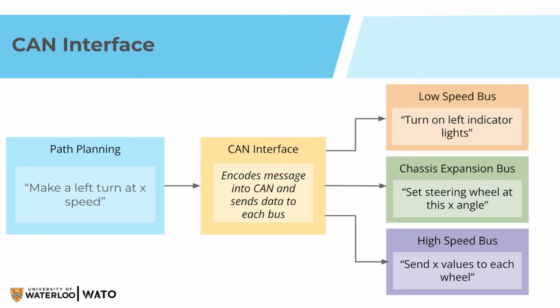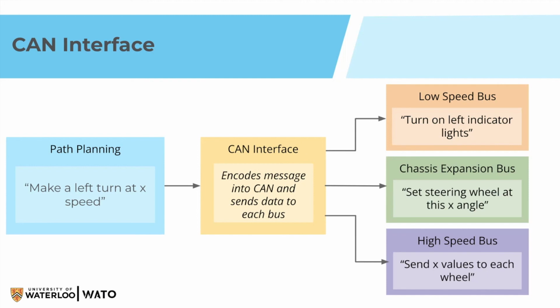So it's going to encode that message into CAN and send data to each bus. It's going to tell, for example, the low-speed bus to turn on your left indicator lights. It's going to tell your chassis expansion bus to set the steering wheel at this certain angle. It's also going to tell various other things, such as let's brake if we're moving too fast, or let's change our driving state to drive if we're not already in drive. And then finally, it's also going to tell the high-speed bus, send these torque values to each of the wheels. So that's what this CAN interface is going to do.